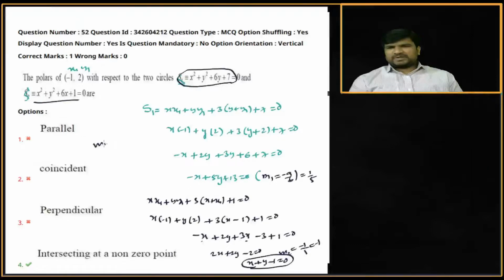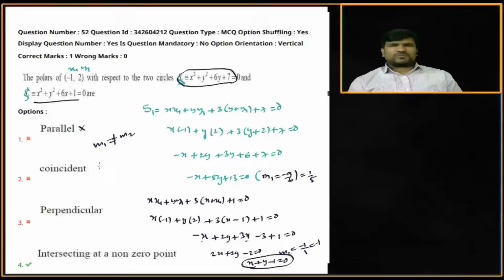For parallel, we need to prove that m1 equals m2. Here m1 is 1 by 5 and m2 is minus 1, so m1 is not equal to m2. Therefore, the given polars are not parallel.